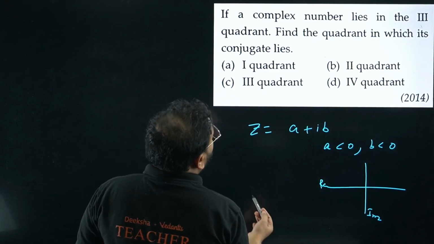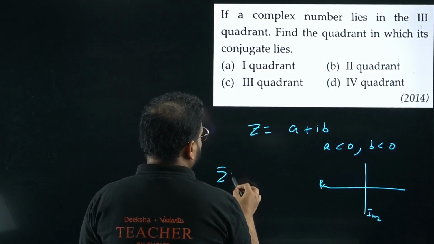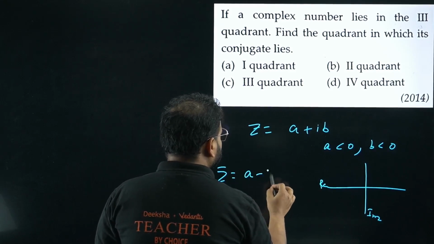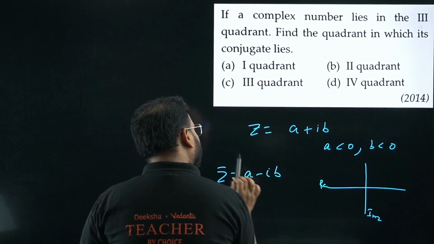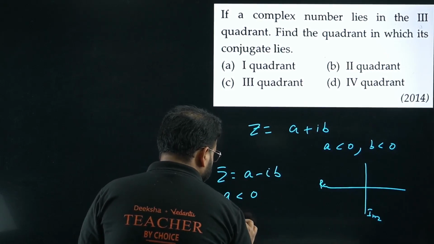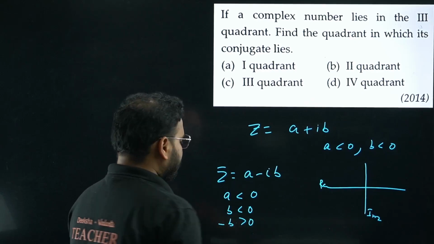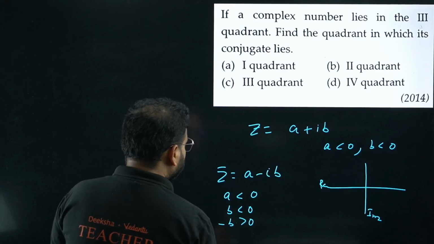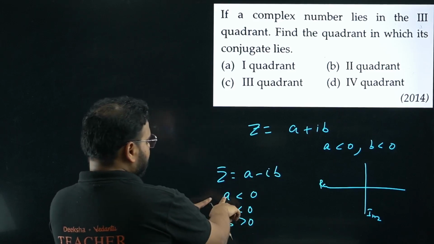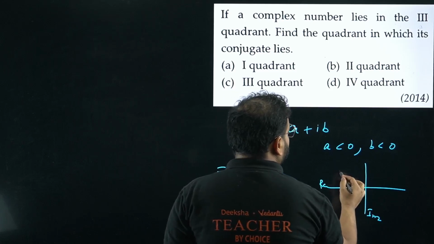So what do you want? The quadrant in which the conjugate lies. So I'm looking for Z bar, it will become a minus ib. Think about it, a remains as it is, so negative only. We know a is negative and b was negative, so minus b will be positive in nature. So basically this will lie where a is negative and b is positive. So what is that going to be? This quadrant, right? Second quadrant.